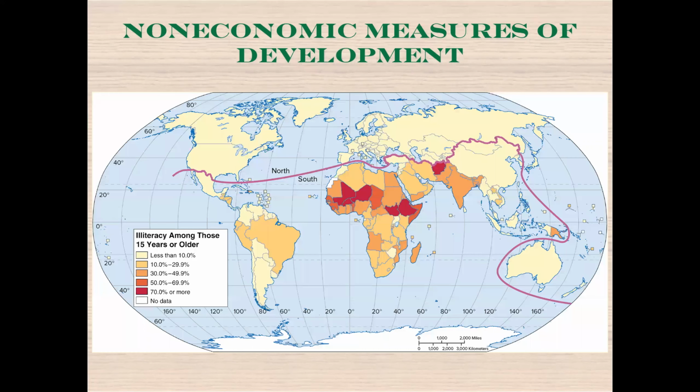Okay, so here is a map of illiteracy among those 15 years or older. Again, look at the Brandt line, that purple line. Look south of it. You're talking about values in these ranges. Look north of it. You're talking about less than 10%.